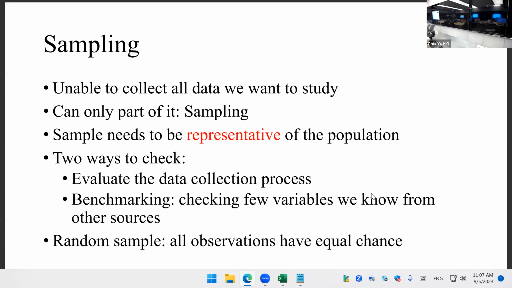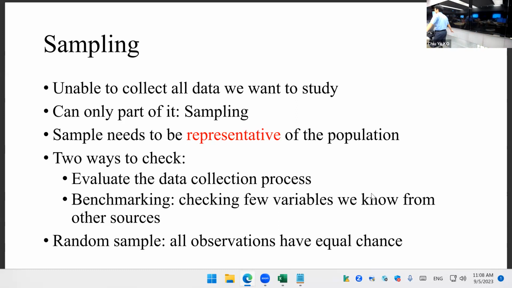You have to be representative, right? If not representative, if it's biased, then it's a problem. Okay. So I think the textbook or the slide actually emphasizes two ways to check whether your data is representative. The first one is you can evaluate how you collect data, right?